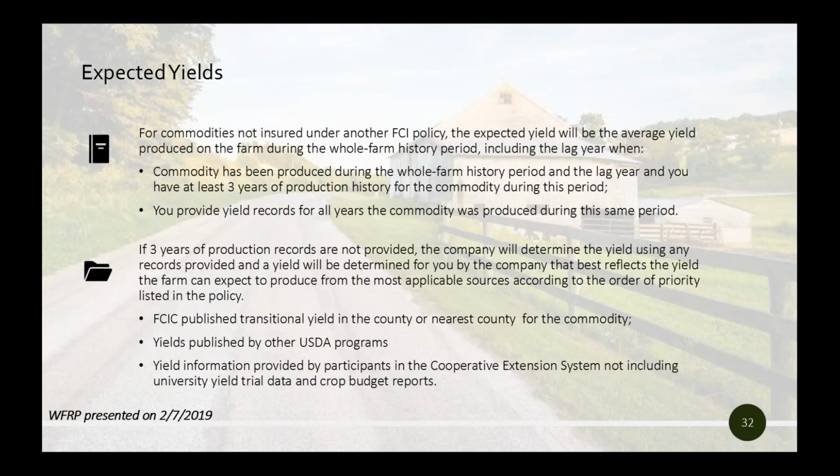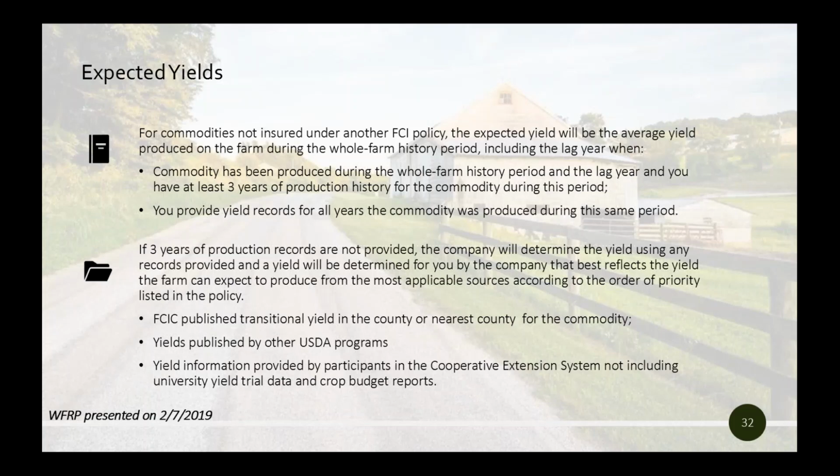Continuing on with expected yields. For highly diversified farms, there will be many insured commodities that may not have another federal crop insurance program from which to draw yield information to establish an expected yield. It is important to note that if a commodity insured on the whole farm policy is not insured under another program, but another program is available, the FCIC published transition yield will be the first source that the company will look at to establish a yield for the commodity on your farming operation.